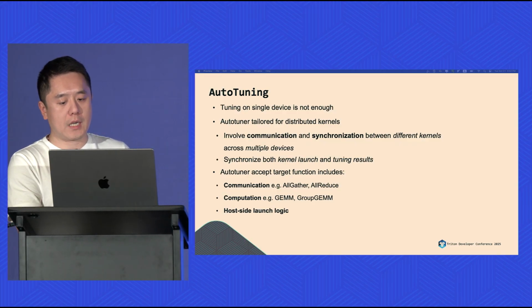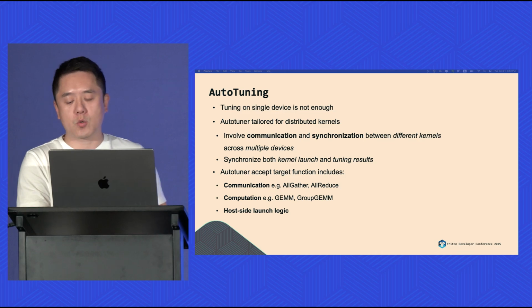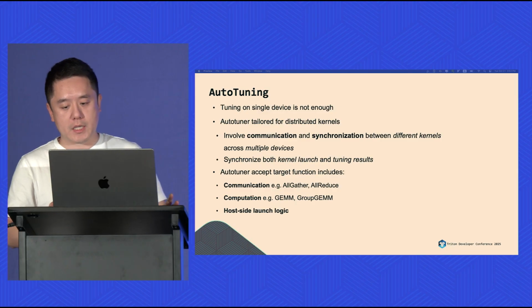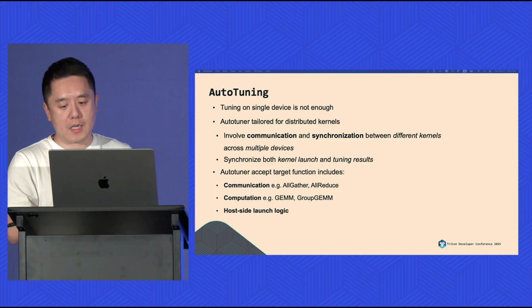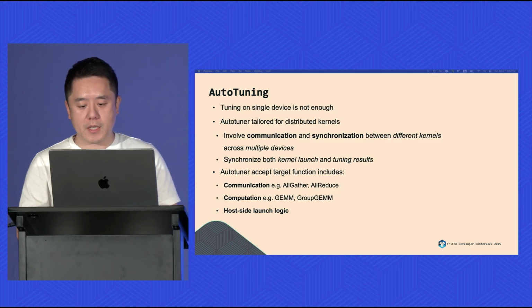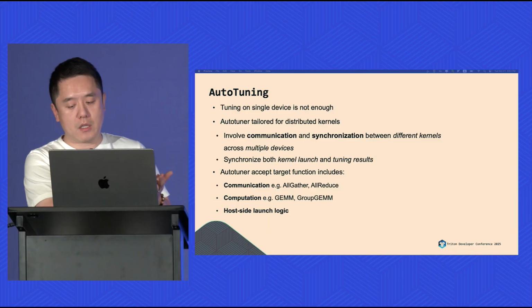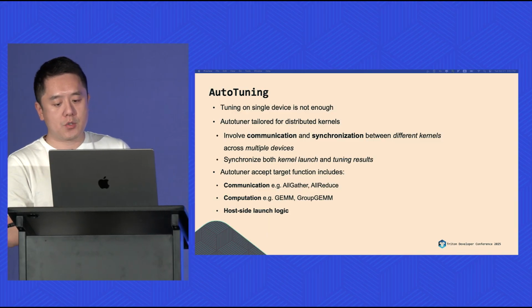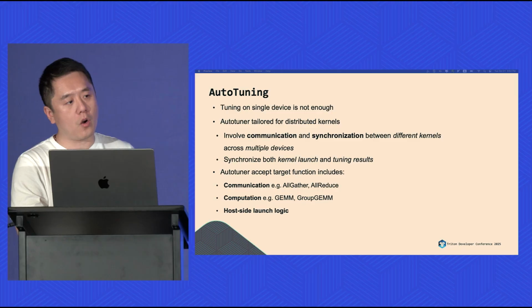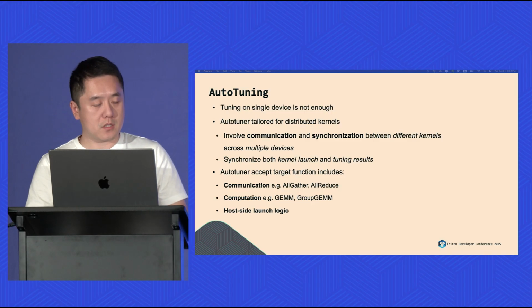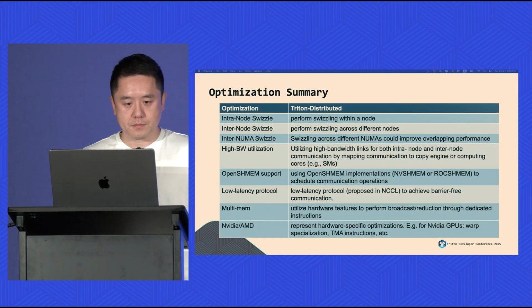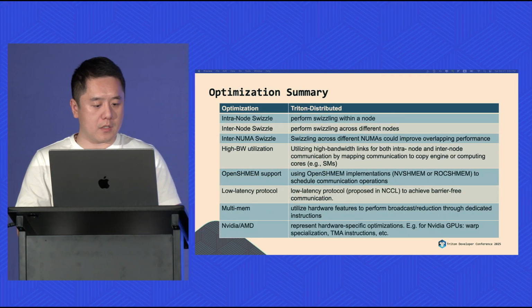Our auto-tuner accepts a target function that includes all the communications, computations, as well as some host-side logic. So the target function is executed as a whole, and the profiling steps will be carried out progressively. Finally, upon completion, there will be some synchronization operations to aggregate the tuning information from all of the devices, and thereby we select a global optimal one for the best configurations. So here is basically a summary of all of the optimizations in this table.